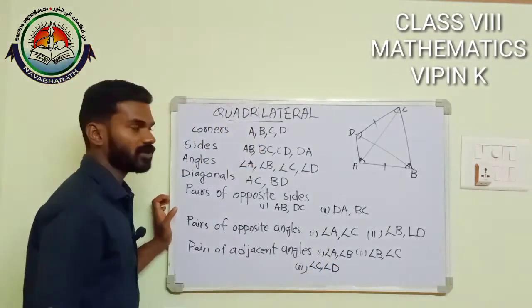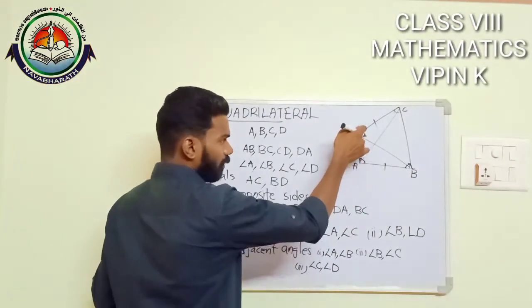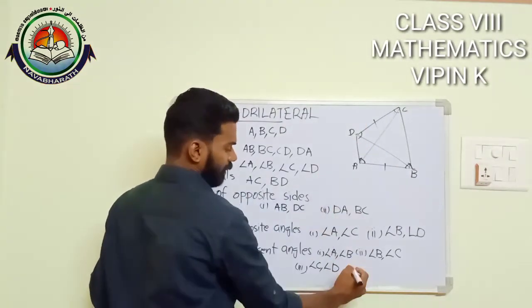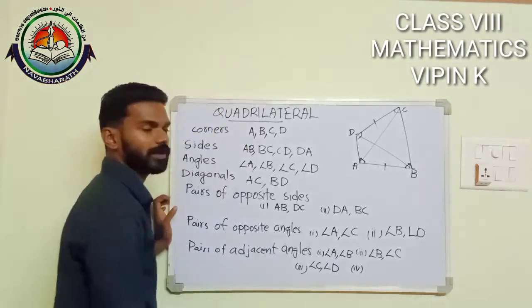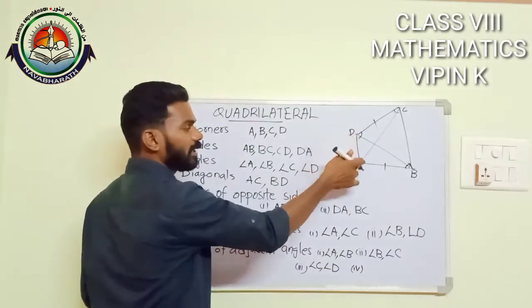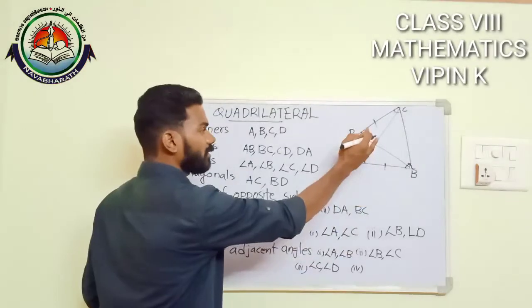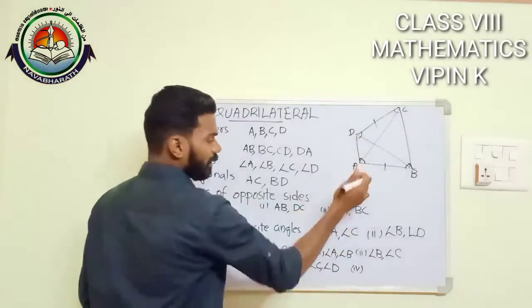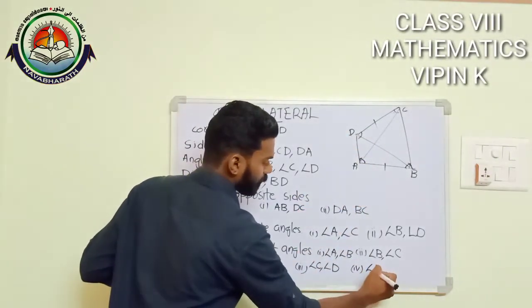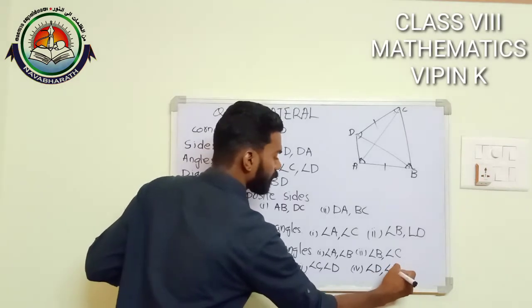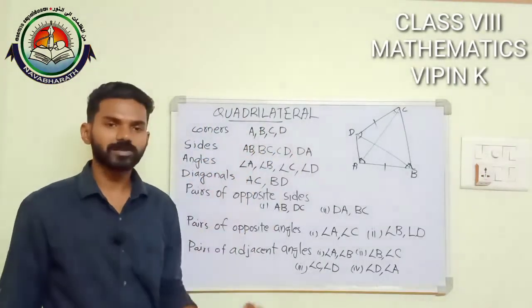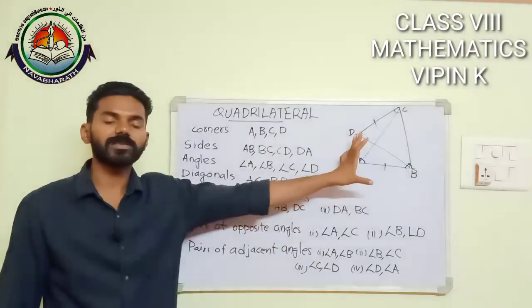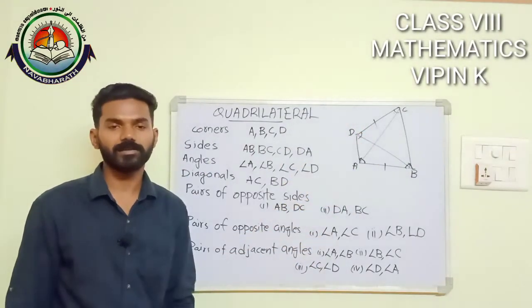Now the last pair is on the side DA. Tell me which are the pairs of adjacent angles on the side DA. It would be angle D and angle A. So these are the basic features that are related with a quadrilateral.